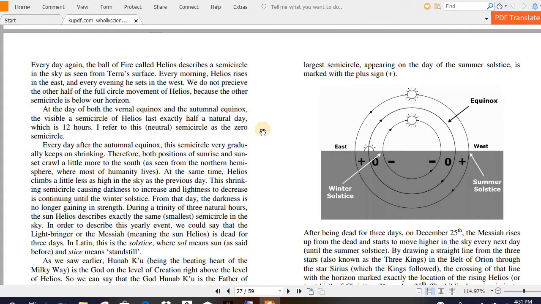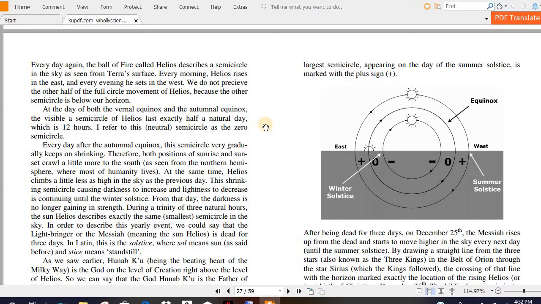Every day again, the ball of fire called Helios describes a semicircle in the sky as seen from Terra's surface. Every morning, Helios rises in the east and every evening sets in the west. We do not perceive the other half of the full circle movement of Helios because the other semicircle is below our horizon. At the day of both the vernal equinox and autumnal equinox, the visible semicircle of Helios lasts exactly half a natural day, which is 12 hours. I refer to this neutral semicircle as the zero semicircle.